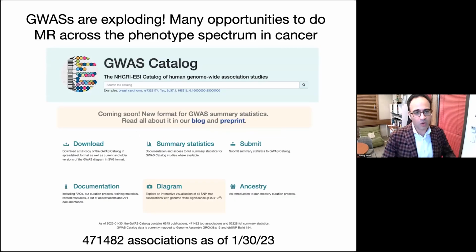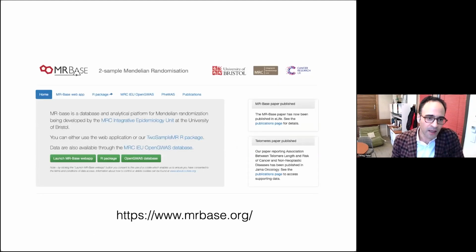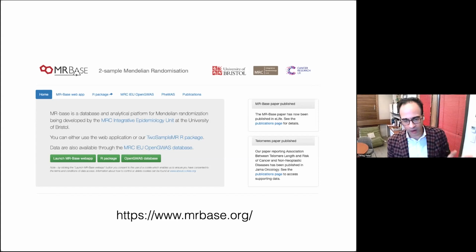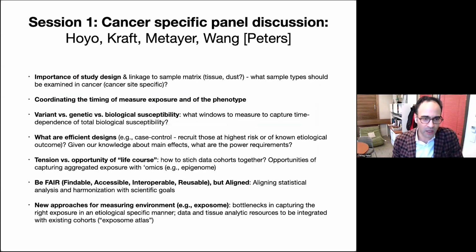So we have GWAS exploding, as was mentioned. There's many opportunities to do Mendelian randomization across the phenotype spectrum of cancer. As of today or a few days ago, there have been 471,000 associations published and publicly available in the GWAS catalog. And one outstanding question is, can we develop an exposome catalog for exposomic studies? And push button analyses of these studies are available as well. So things like MR-Base are available to input a GWAS data set, input a clinical outcome from GWAS summary statistics, and output your causal analyses.